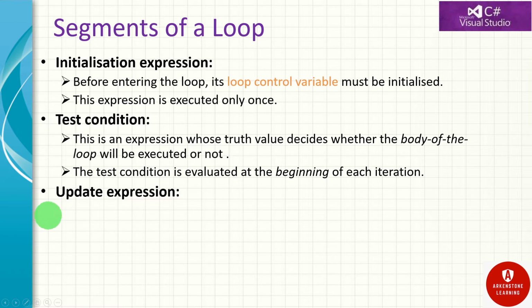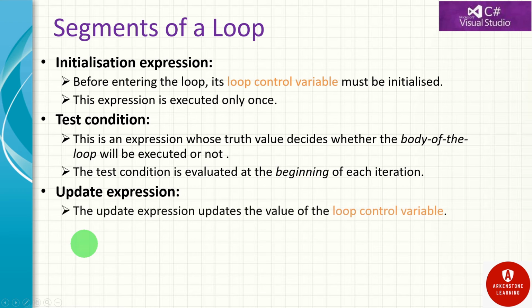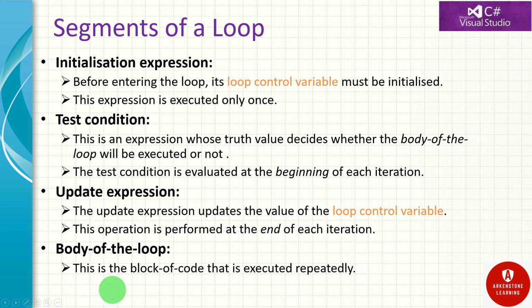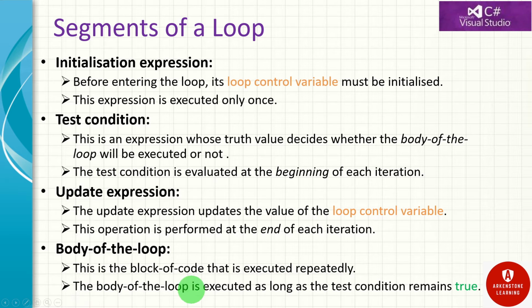And the third segment of the loop is update expression. The update expression updates the value of the loop control variable that we initialized in the initialization expression part. This operation is performed at the end of each iteration. So whenever an iteration finishes, this operation will be performed. And finally, we have got this body of the loop. This is the block of code that is executed repeatedly. The body of the loop is executed as long as the test condition remains true.